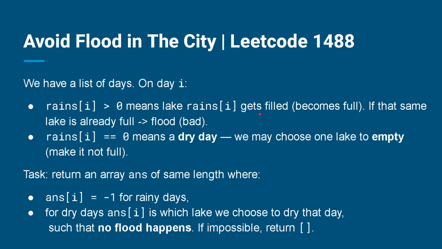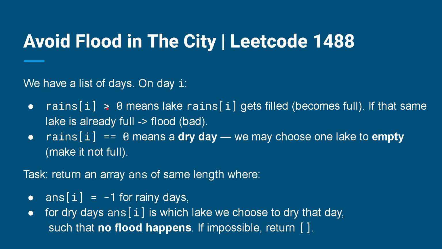If that same lake is already full, there will be a flood. Let's talk about when rains[i] is equal to 0 on the ith day, meaning it's a dry day. So we may choose one lake to make empty. In either case, rains[i] greater than 0 or rains[i] equal to 0, you should understand what will happen on the ith day. The day changes every day, and you need to find whether rains[i] is greater than 0 or equal to 0.